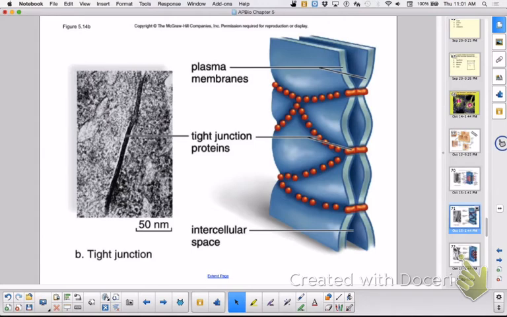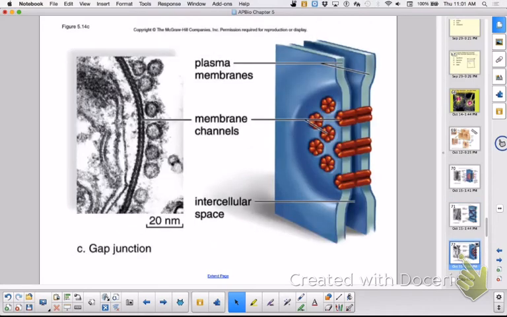Okay, what was the first one we talked about? Adhesion, tight. Now go like this. This is when you line up channel to channel. That's super cool because now something on one side can go right through to another because you've lined up your channels, you've docked them together. And that's called a gap junction. Okay, so you have 3 on there.